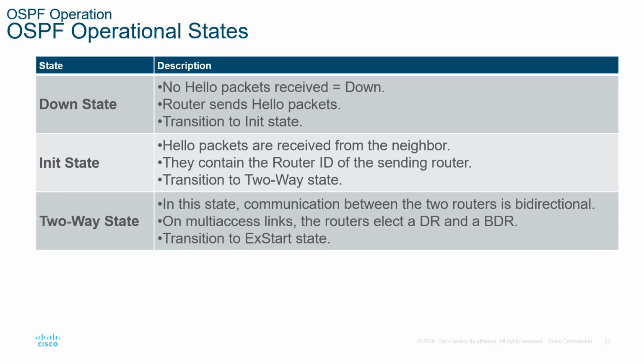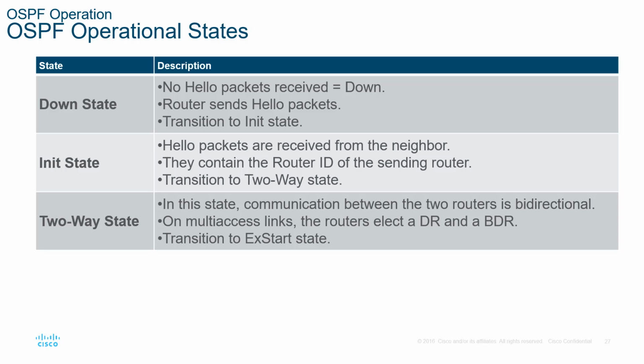The down state is the initial default state. Basically the router just turns on. There is no hello packet received, so it's down. The router will then send hello packets, and it will transition to an init state. The init state basically is when you receive a hello packet from your neighbors. They contain the router ID of the sending router, and this will transition to a two-way state. Before it transitions, it may send an acknowledgement to verify the hello packets.